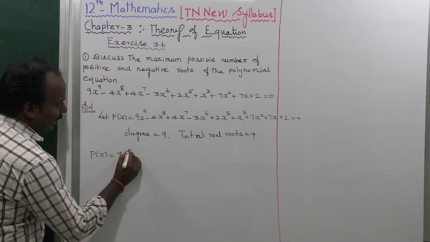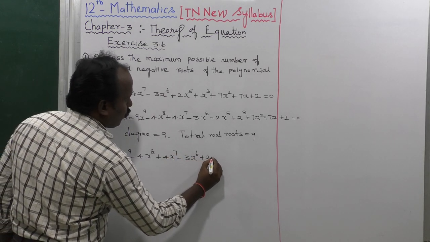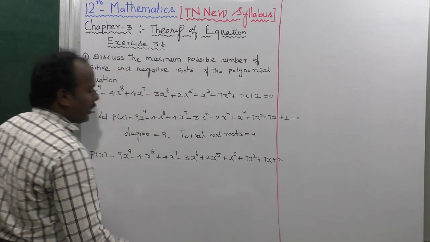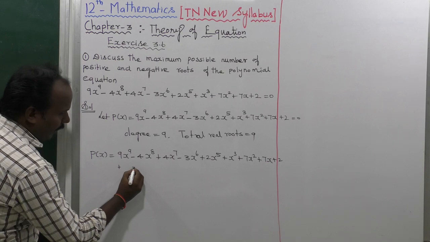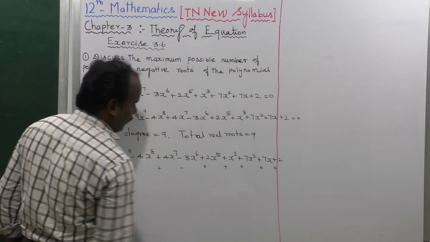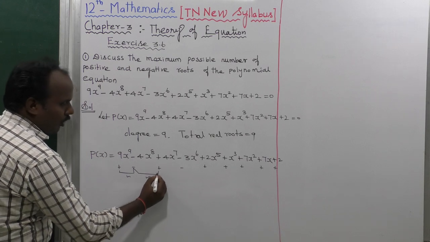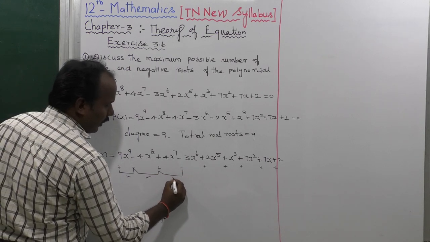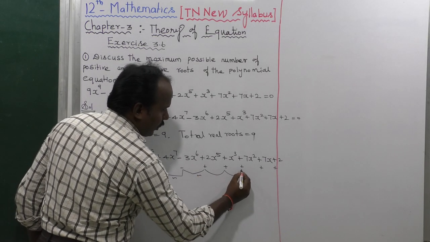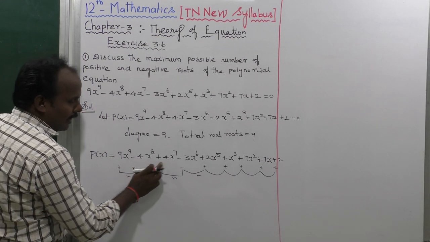P(x) = 9x^9 - 4x^8 + 4x^7 - 3x^6 + 2x^5 + x^3 + 7x^2 + 7x + 2 = 0. The signs are plus, minus, plus, minus, plus, plus, plus, plus, plus. First plus to minus is the first change. Next minus to plus, the second. Next plus to minus, the third. Next minus to plus, the fourth. Then the remaining signs are all plus. So sign changes: 1, 2, 3, 4.